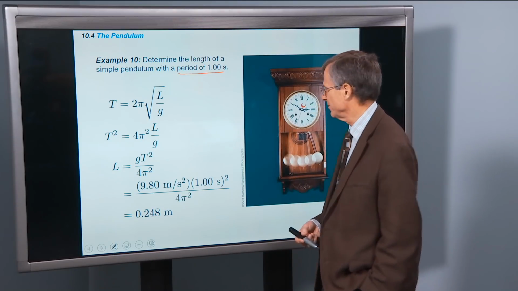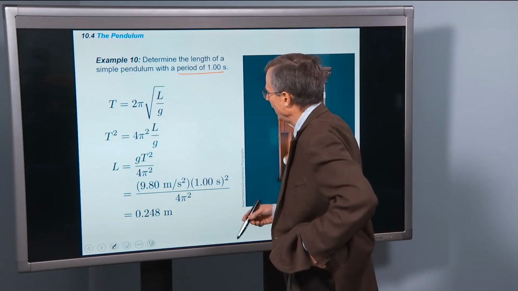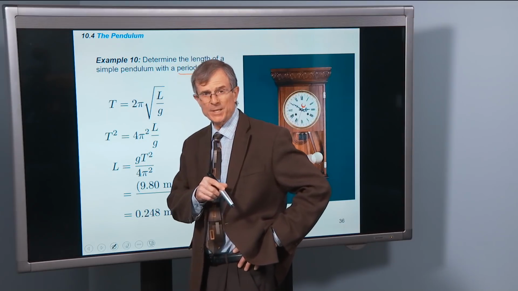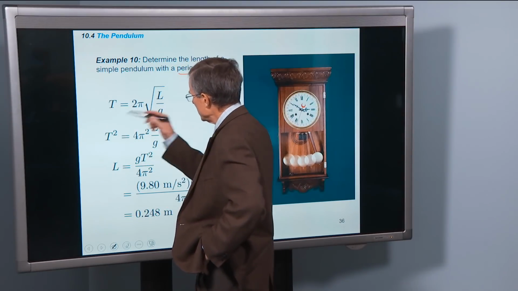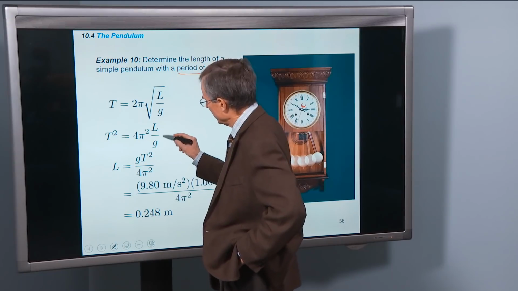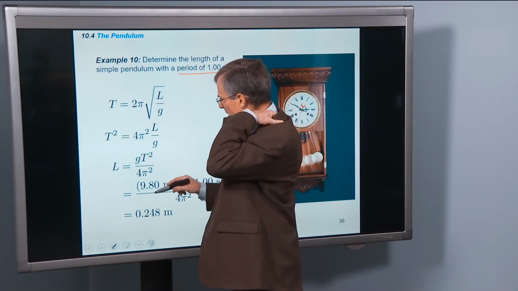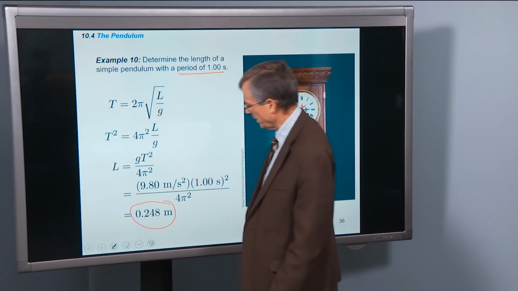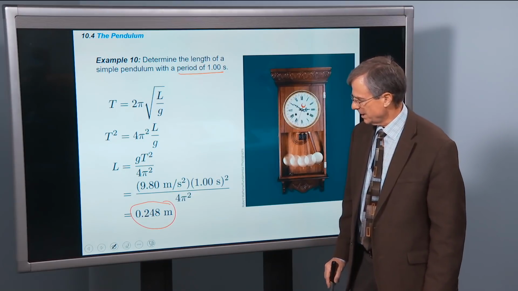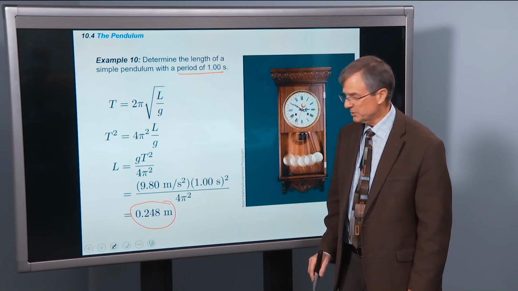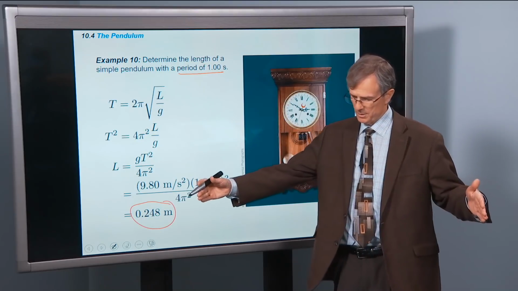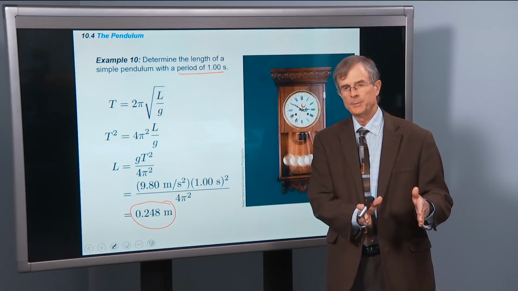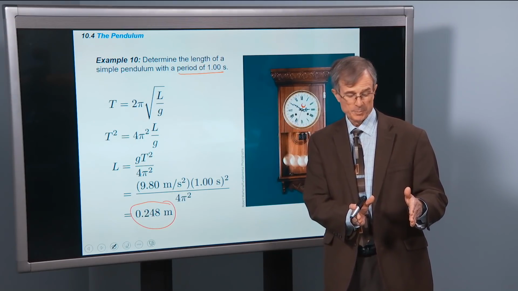the approximation is valid. Well, to solve for L, we're going to do like we did in the case with the mass spring system: square both sides of the equation, then multiply both sides by g, divide by 4π squared, plug the numbers in, and you get 0.248 meters. So that's about 25 centimeters. There's 50 centimeters, 25 centimeters, something like that. So that's pretty short.